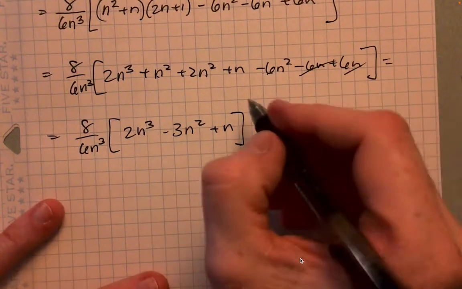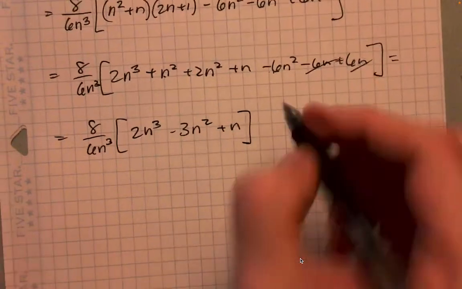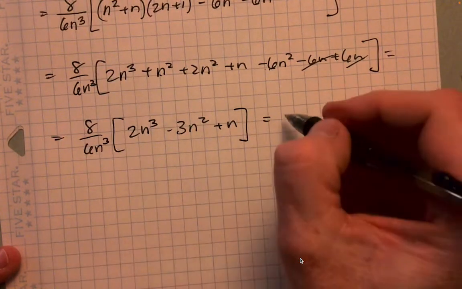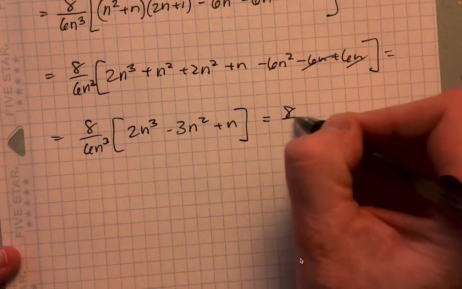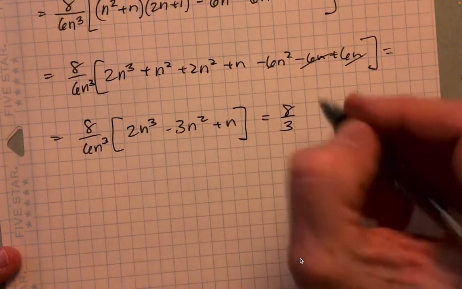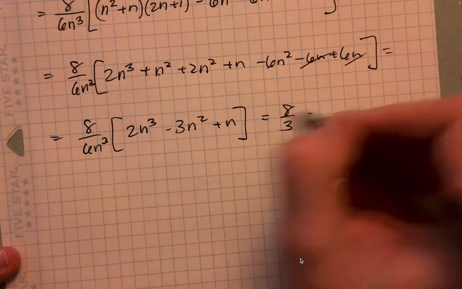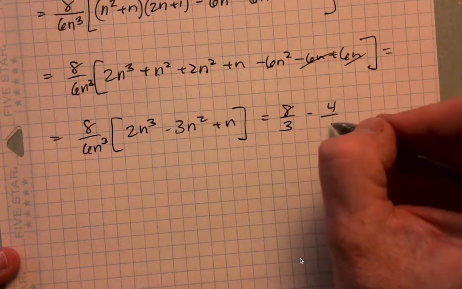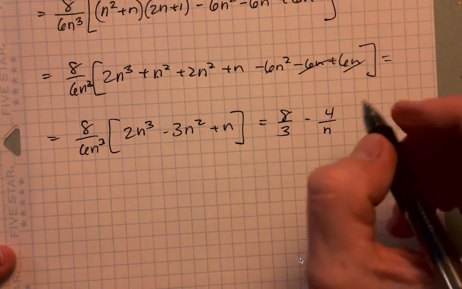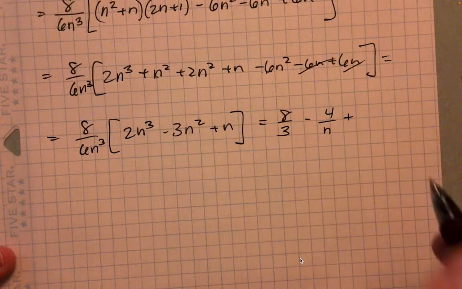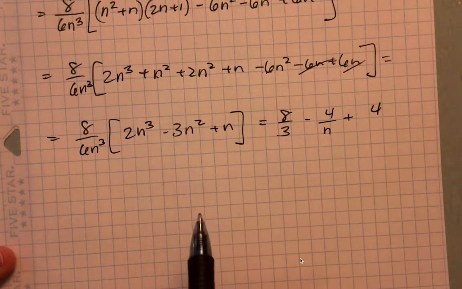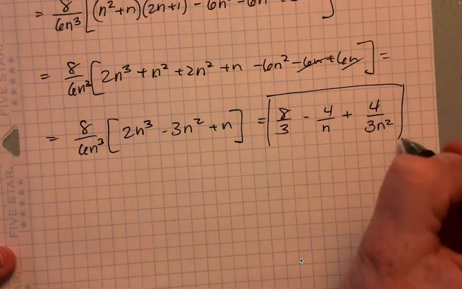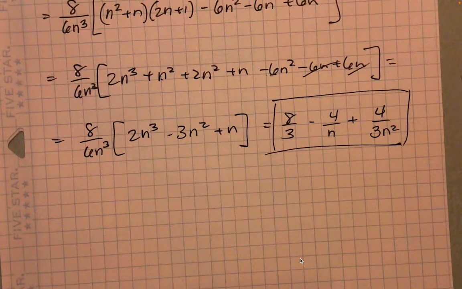Okay, and so you can simplify this down a bit, and you end up with, what is it? Looks like 8/3. That's the first term. Minus 4 over n, yes, 4 over n, plus 4 over 3n squared. Okay, so that is the lower sum.